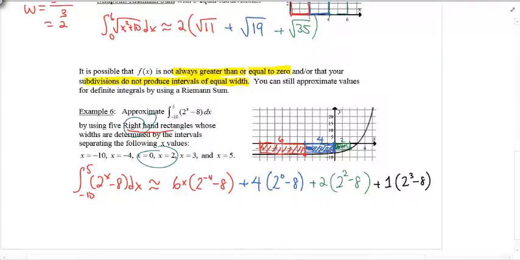And then from 3 to 5, that'll be from here to here, width of 2, using the right-hand endpoint. I'm actually asking you to do that. So plus 2 times the right-hand endpoint would be at 5, so 2 to the power of 5 minus 8. I'm not even going to calculate this out. You can do it, but this is the idea. If you understand this concept, you're well on your way.